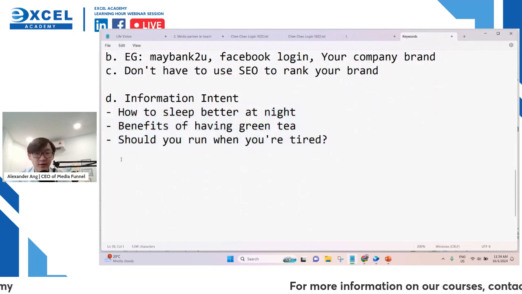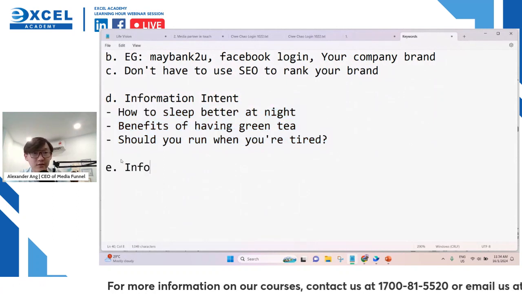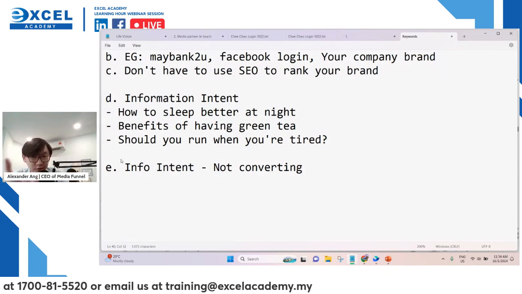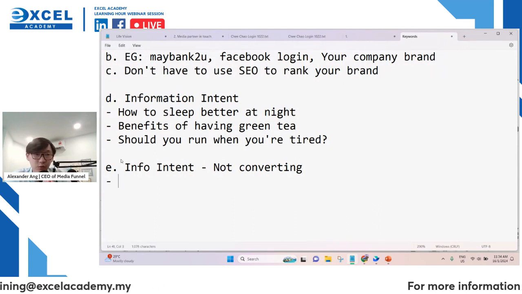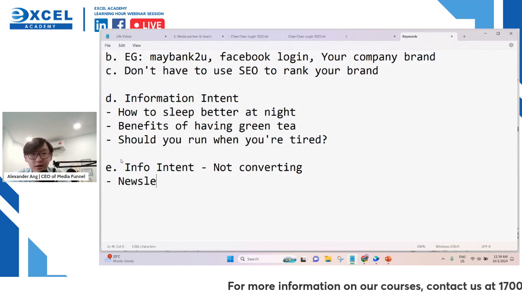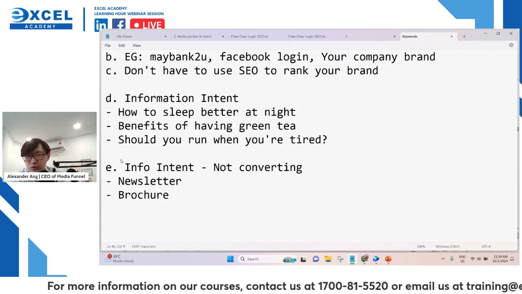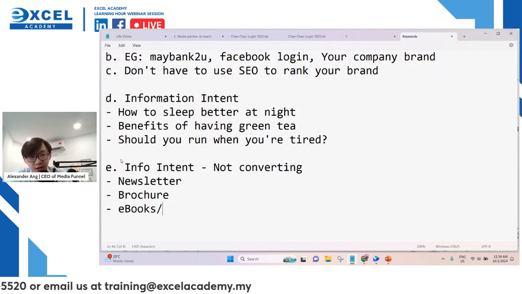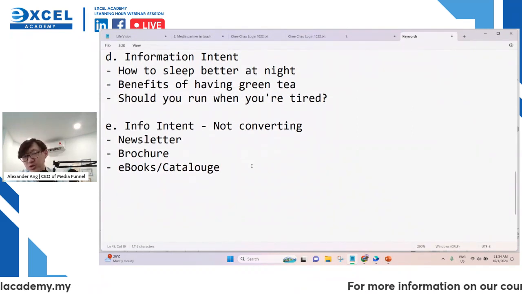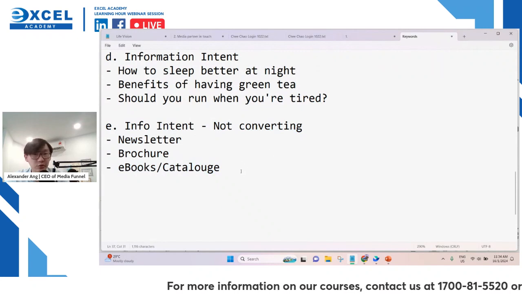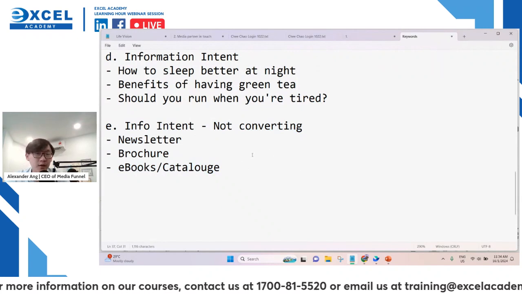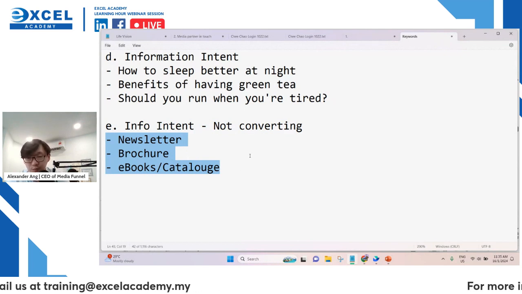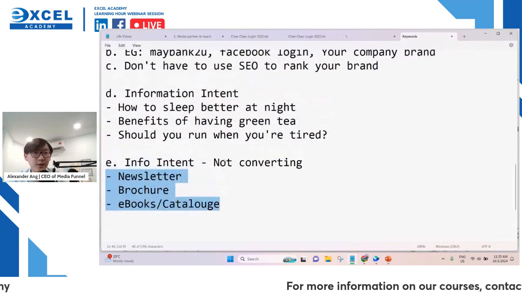One thing to note is that these types of intent, informational intent, are generally not converting. That means they just want to look for information. It's not to buy things. So for your SEO strategy, you want to get them to sign up for your newsletter. Newsletter, I think, is good. Or a brochure, to get them interested, or maybe ebooks, a catalog. These are things you can do to capture these visitors because they are not here to buy yet. If you want them to buy, the sales and conversion cycle is going to take longer. So you want to capture them. In return, they give you their email address, and in return you let them download this. So this is informational intent.